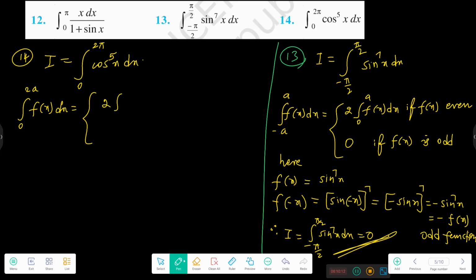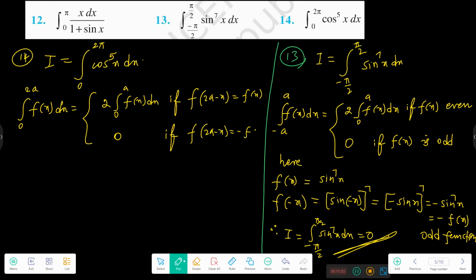One is 2 times the integral from 0 to a of f of x dx, if f of 2a minus x is equal to f of x. When you apply this, if you get a question, we can write like this. Or 0, suppose when you apply 2a minus x, it is equal to minus f of x, if you get that, then 0. Am I right? This property, have you remembered? Okay. So let's check this first.